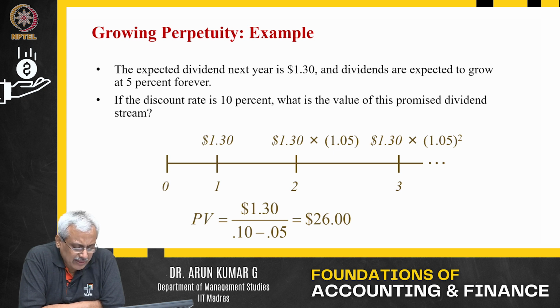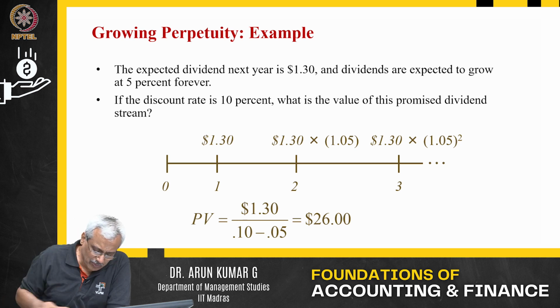So, what is it? 1.3 divided by my discounting rate of 10%, 0.1 minus 0.05. That is the present value of the dividend you are going to get for time immemorial, which is going to grow at the rate of 5%. Given your expected rate of 10%, it is nothing but $26. That is what we call a growing perpetuity.